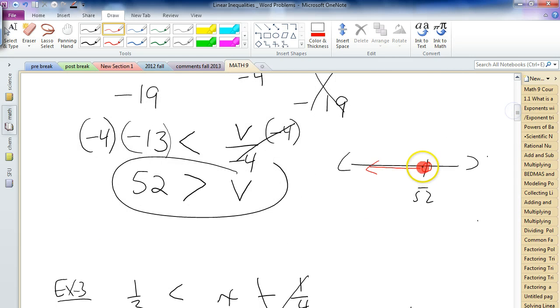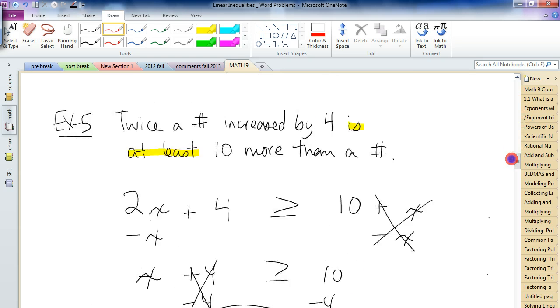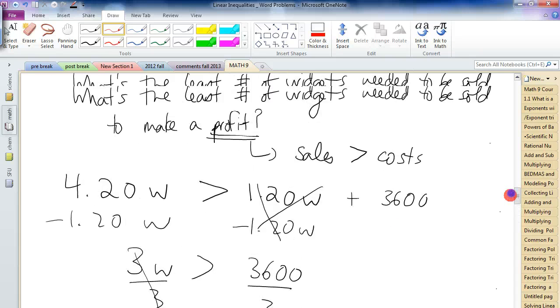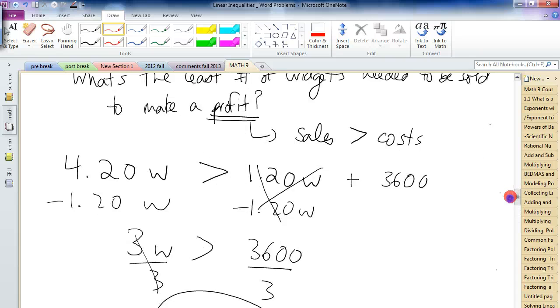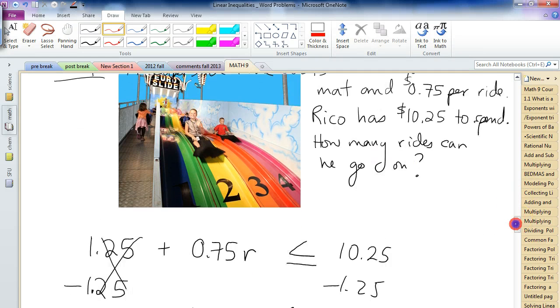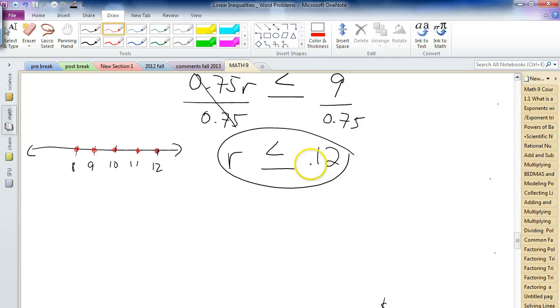Up here, it could be 52, 51.5, 50, so that's why we drew the line. Every single number would work there. Not here, because you can't buy fractions of widgets, and you can't go on fractions of rides. Only whole numbers. And you can check it.